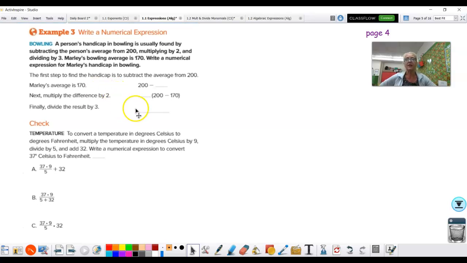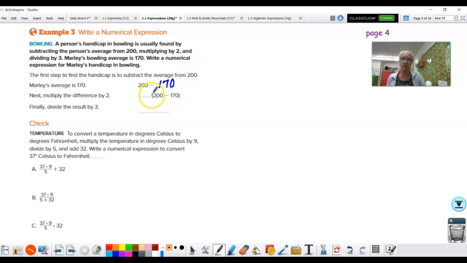Example 3, write a numerical expression. A person's handicap in bowling is usually found by subtracting the person's average from 200, multiplying by 2, and dividing by 3. Marley's bowling average is 170. Write a numerical expression for Marley's handicap in bowling. Well, the first step to find the handicap is to subtract the average from 200. We know his average is 170, so we subtract 170 from the 200.